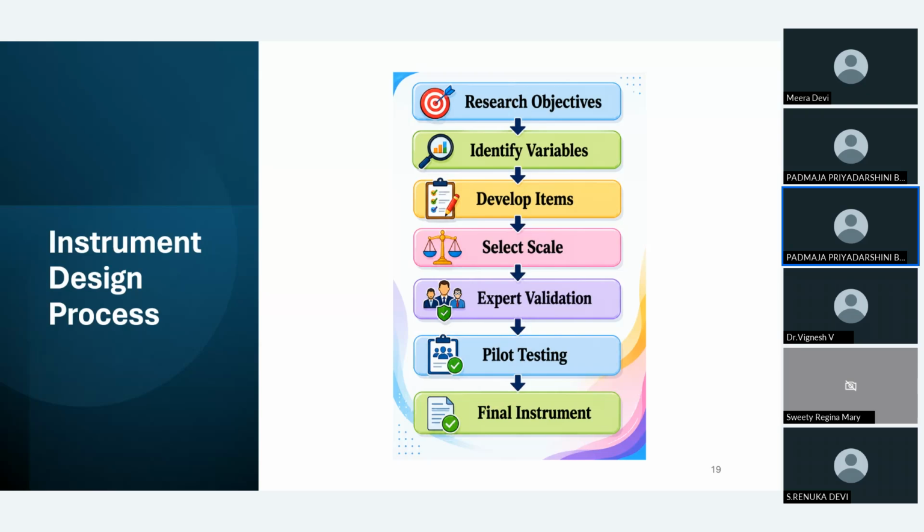From there, we select the scale: do we want a 5-point scale or a 7-point scale? Again, there is a thumb rule: whether it is a 5-point or 7-point scale depends on the number of respondents. We select the scale, and we also have expert validation. From there, we go with pilot testing, and then we go with the final instrument.